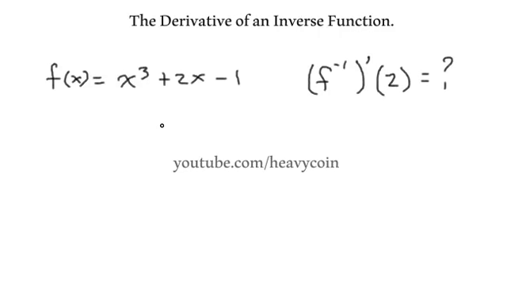Okay, so this is going to be the first example that we look at. We're given this function f of x, and we're asked to find (f inverse)', the derivative, that's what this little prime means, the derivative of the inverse at 2. In other words, what number can I plug into this that gives me 2 out? So that's what we need to look for. So I'm going to say that 2 is equal to x cubed plus 2x minus 1.